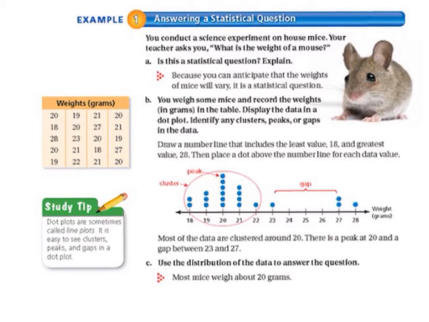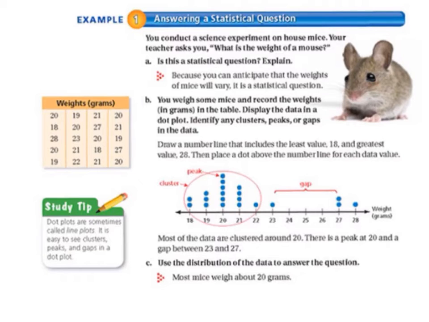Example 1, answering a statistical question. You conduct a science experiment on house mice. Your teacher asks you, what is the weight of a mouse? Is this a statistical question? Explain. Because you can anticipate that the weights of mice will vary, it is a statistical question.